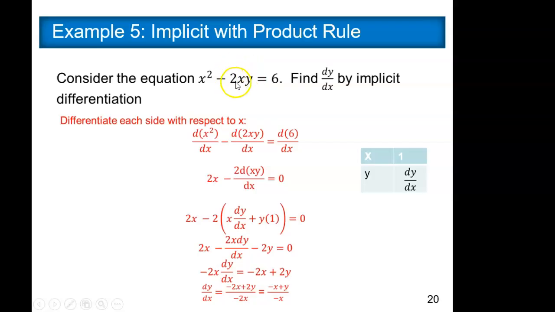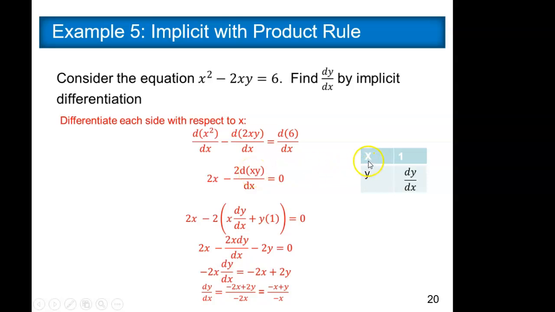But the derivative here is the product of x and y. So I actually have to do a product rule for this part. And the derivative of 6, that's easy because that's just 0. So this is the part that poses some problems here, where we have to do the product rule. So the 2 comes out as a constant, so that's not really an issue. It's just the derivative of this x times y.